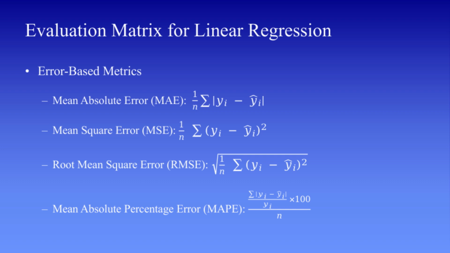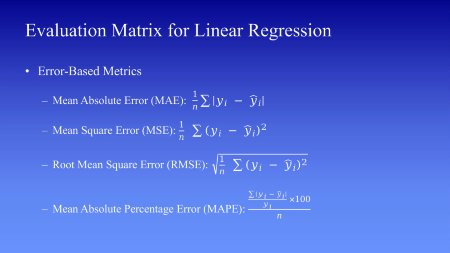Now let's move to the evaluation metrics for linear regression, which help us measure how well our model is performing. So far, we have built a regression model and understood how it makes predictions. But an important question is, how do we know if our model is actually good? This is where evaluation metrics come into the picture. These metrics are based on the errors between actual values and predicted values, so they are also called error-based metrics. Let's go through each of them one by one.